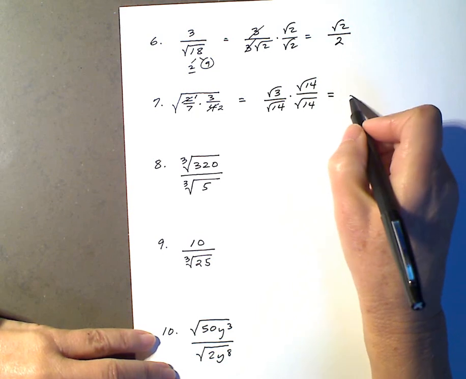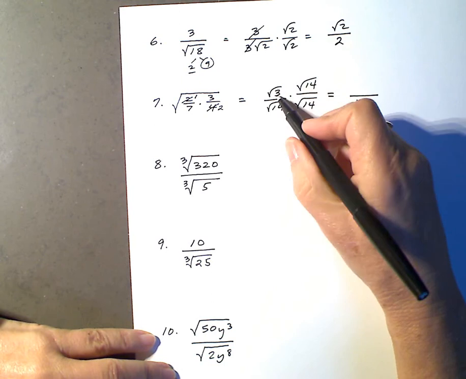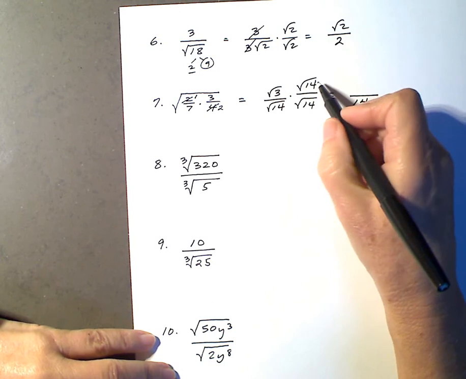So I get a rational 14 in the denominator, and then 3, this is 2 times 3 times 7 under here.